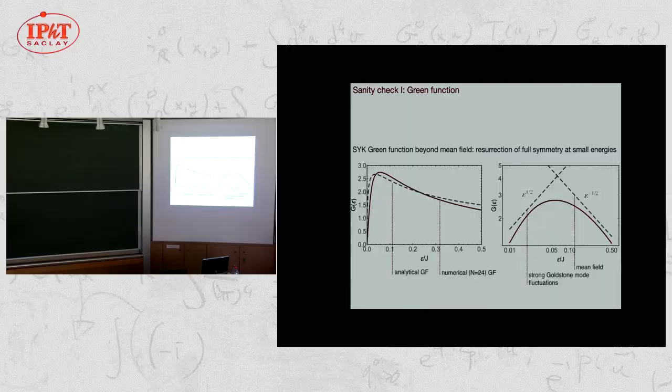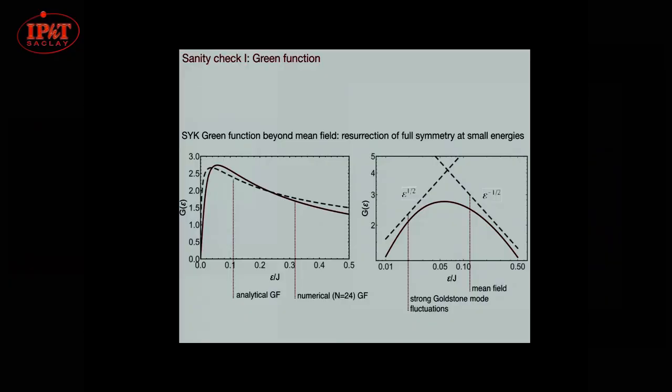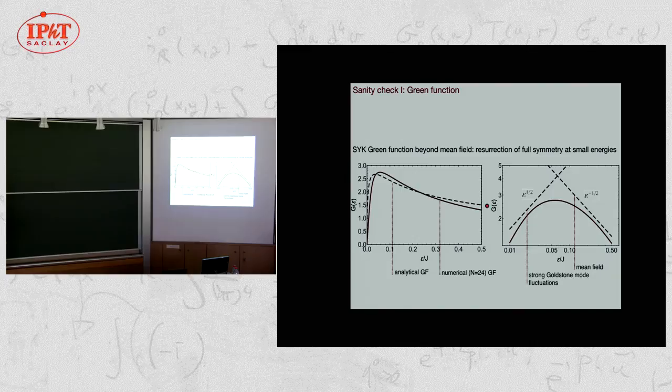And you can make sense of it just by plotting this result. So this is now the Green function as a function of energy, not of time, of energy. And what you see is that at large energies, large compared to inverse m, we get our mean field result back. So this is the Fourier transform of 1 over square root of t. So this is what we had before, like in a magnet, high magnetic field pointing up. This is this result. But at low energies, the Goldstone mode fluctuations must go wild.